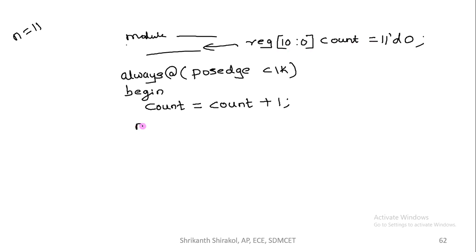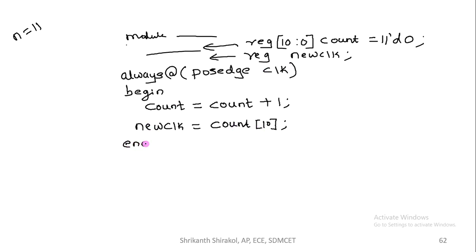Now what I do is I define a new clock. New clock is count of 10. That's it. The 10th bit, or the most significant bit of this count, I am assigning to the new clock. Now new clock is not defined, hence define that also. The next line: reg new clock is a single bit, because clock is a single bit, new clock. So this completes your frequency division.